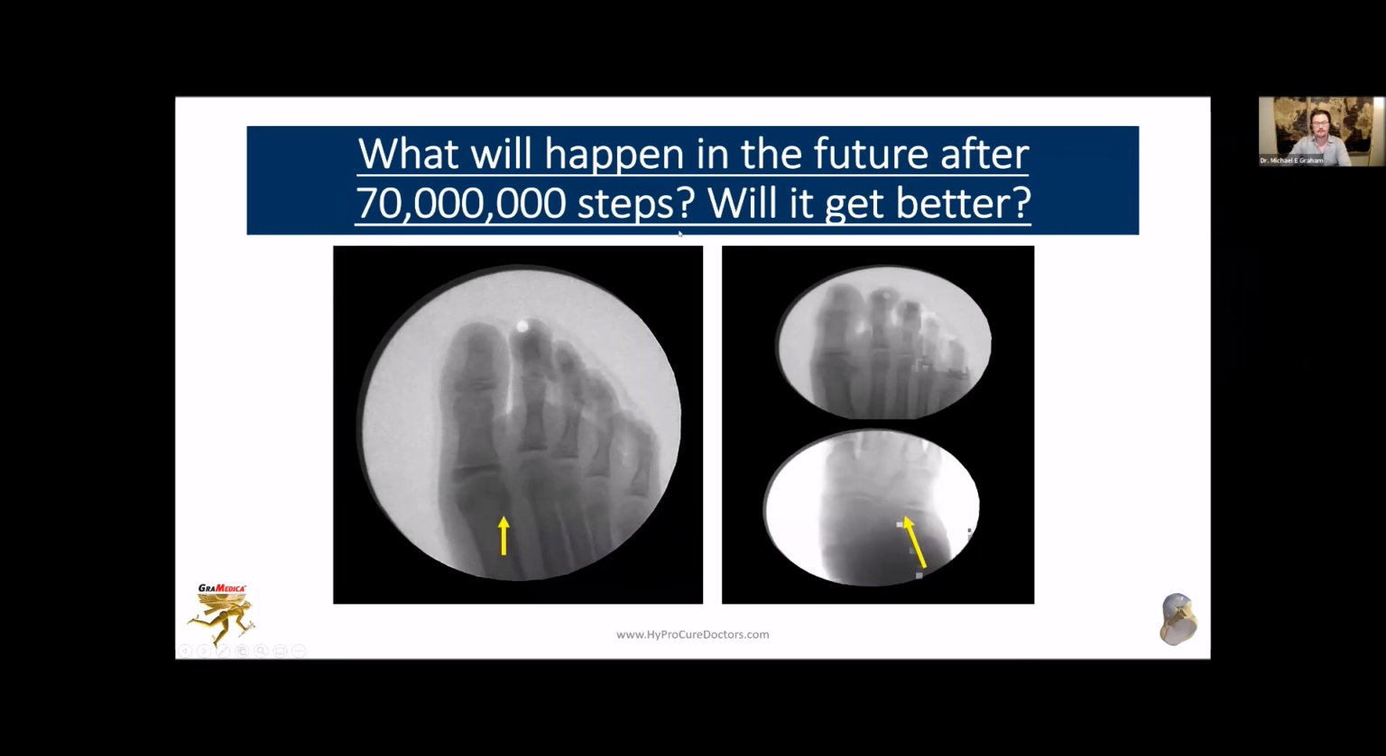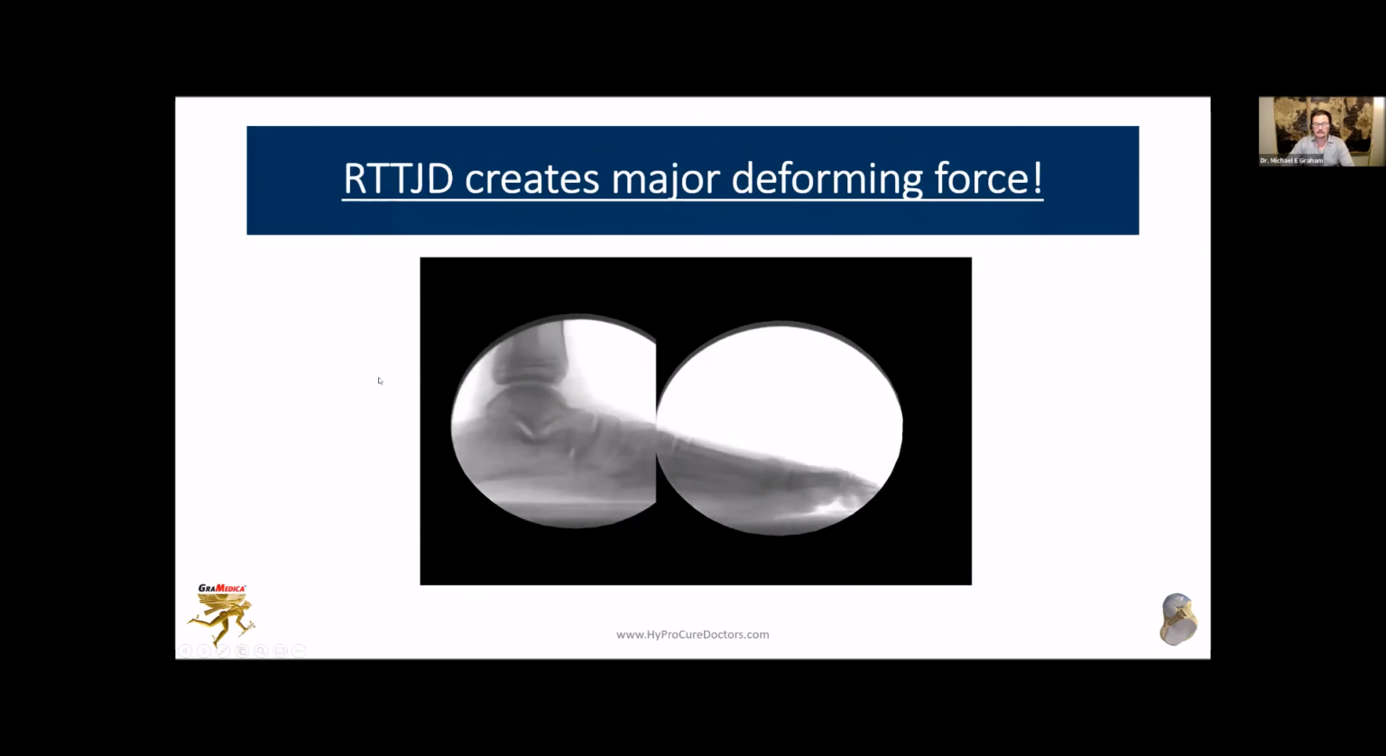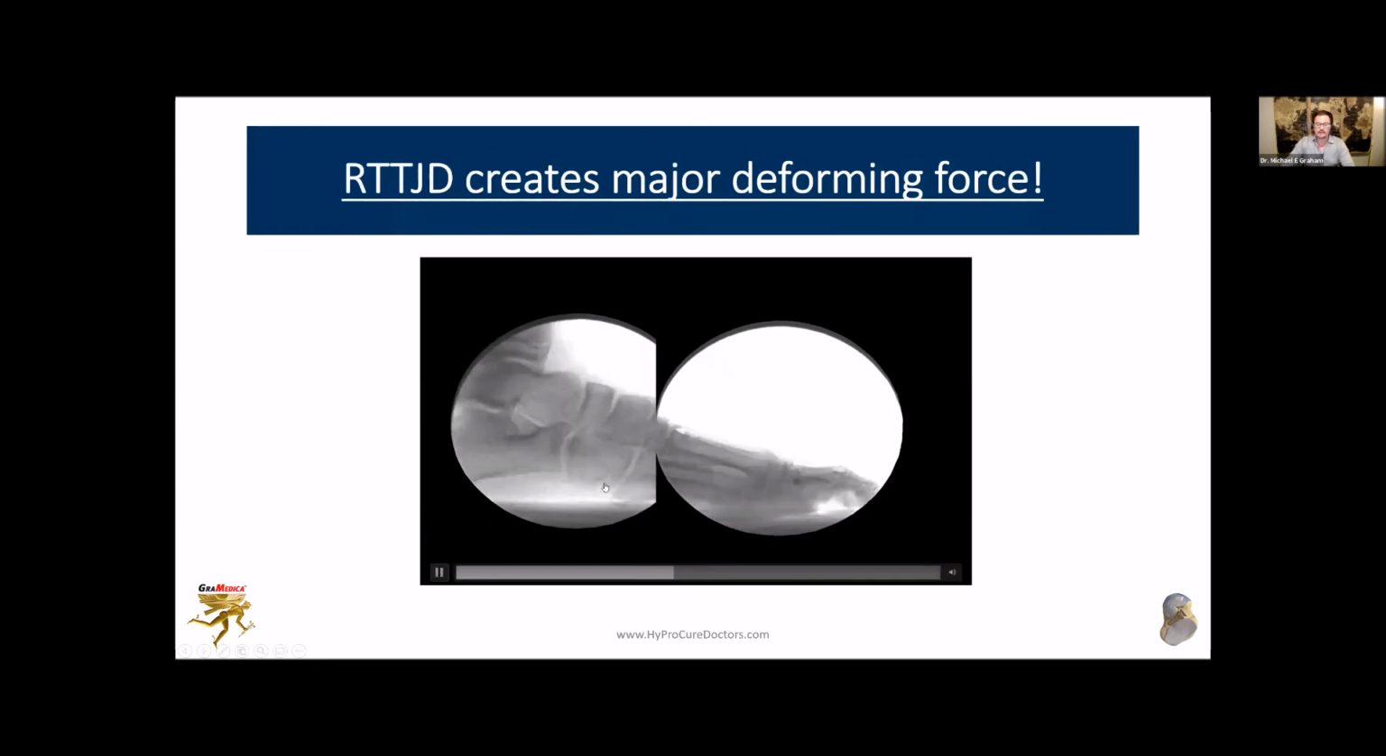And then think about, as they aged 40 years of age, they've taken over 70 million steps. So of course, this is only going to get worse. It'll never get better. So here's the lateral view. And again, I've tried to take these weight-bearing fluoros and match them up to put it all together. But you can see the effects of that talus going from an aligned position on the calcaneus to partially dislocating and pushing that first metatarsal bone out of alignment.